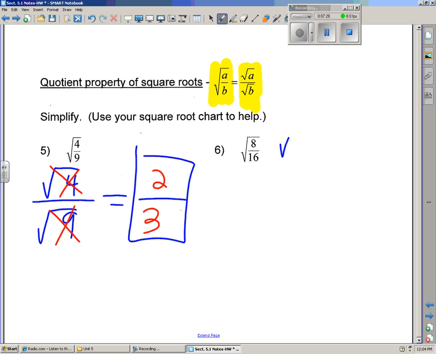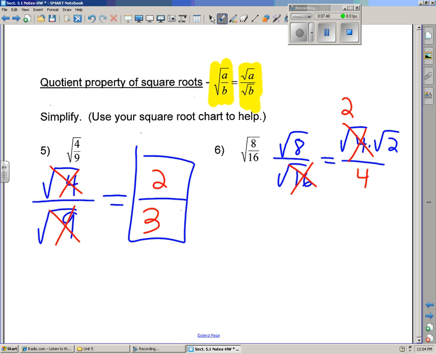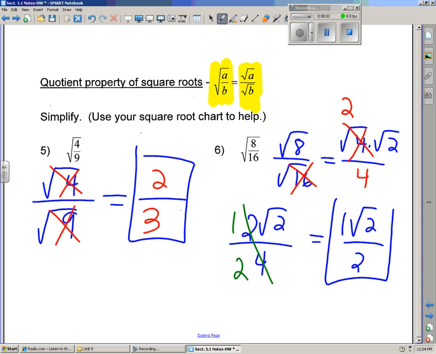Number 6. I would do radical 8 over radical 16. Well, what's nice is the square root of 16 is a perfect square. 4 just drops out. But the square root of 8 is the square root of 4 times the square root of 2. The square root of 4 is a perfect square. It's just 2. So you really have something that looks like this. 2 square root 2 over 4. But don't forget, 2 over 4 is just 1/2. Your final answer then becomes 1 radical 2 over 2. And no, the 1 is not necessary. If you just want to have radical 2 over 2, that's fine also.